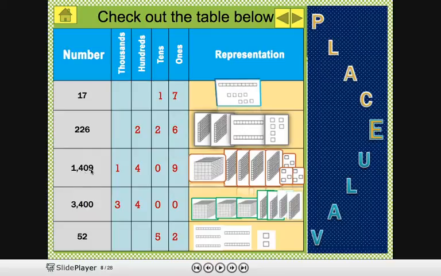For 1,409, the 9 goes in the ones place. We have a 0, so we have no tens. We have 4 hundreds and 1 thousand. So 1,409.